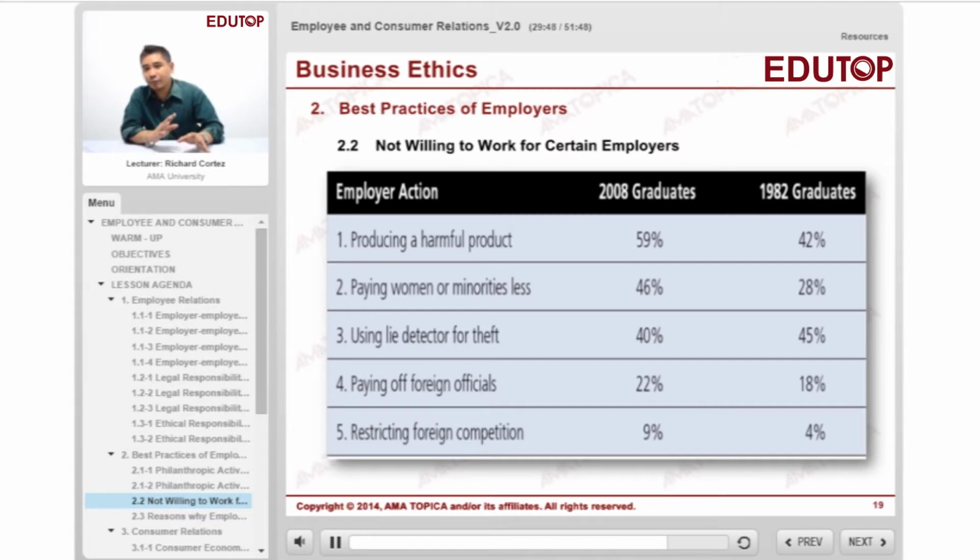So if the graduates think that we don't hire foreigners or foreign nationalities here in our company, the graduates don't want to work in that company. So 9% of the time, they don't work in that company. So there should be no discrimination. All nationalities should be welcome working for your company.